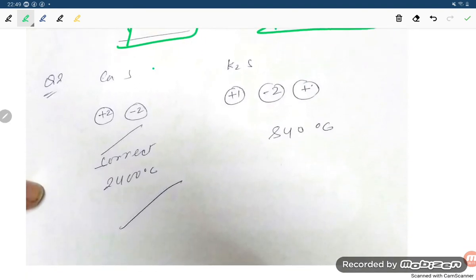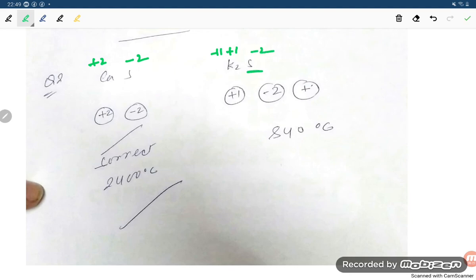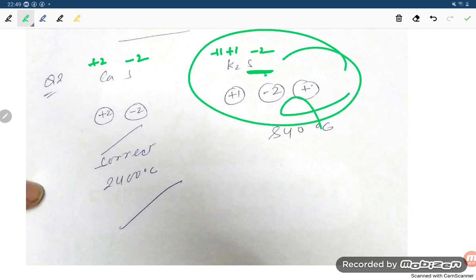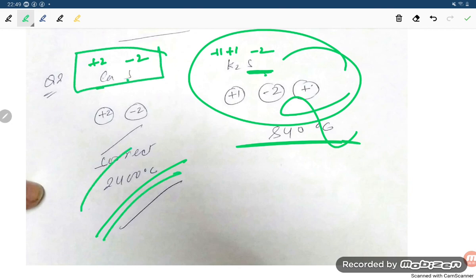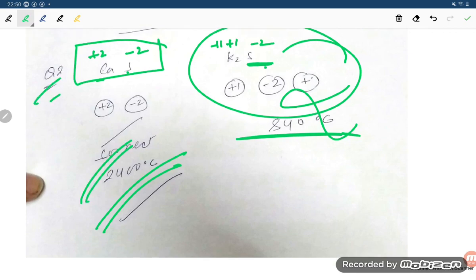If you talk about CaS and K2S, in CaS it is +2 and -2. In K2S it is +1 and -2, but the ion size is larger, so it will not be capable of attracting the electron as much. So that is not the correct answer. That is why the melting point is 840 here, but 2400 for CaS, because this will attract, this will give, and +2 -2 is there, so it is the stronger ionic bond. This is our required answer.